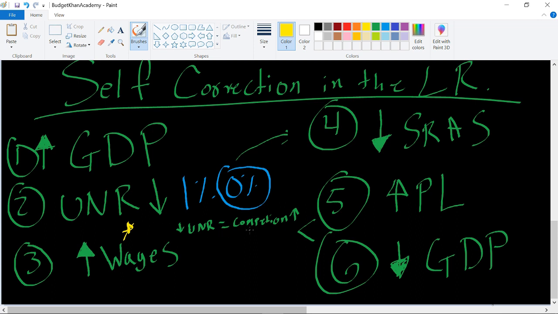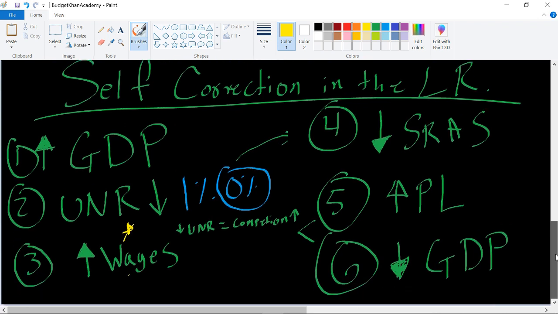But the other idea being competition, right? If you're a business and you want to hire someone and there's a lot of competition, you've got to increase the wage. This increase in wages makes things more expensive for the producer. It decreases the aggregate supply, which increases the price level, which decreases the GDP.